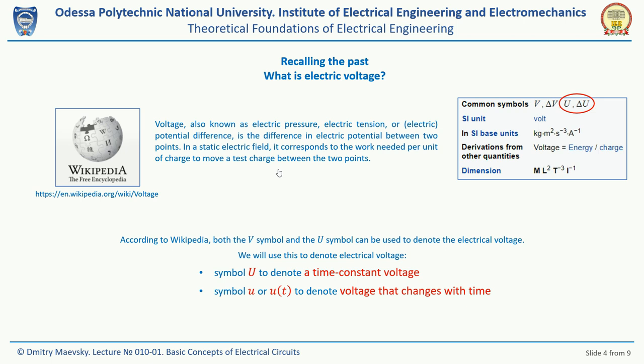You have probably heard a lot about electric voltage and likely believe you know what it is, do you? You are fortunate because in the world, no one, except maybe you, knows what it is. Indeed, let's turn to the definition of electric voltage provided by Wikipedia. It states that electric voltage is a scalar physical quantity equal to the potential difference between two points in an electric field.